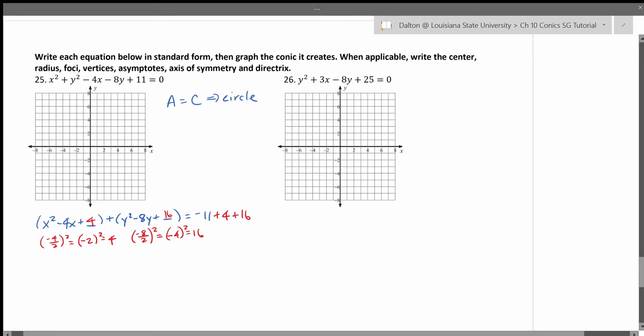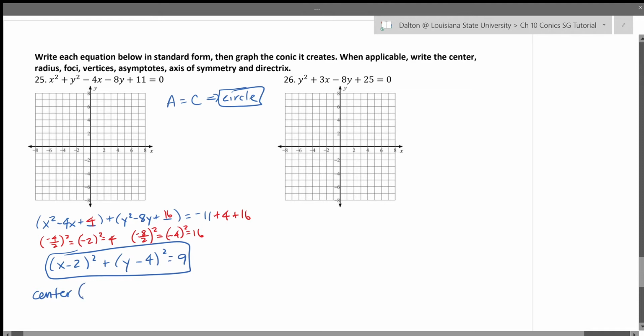Now, we can go ahead and simplify these trinomials. The x's can be rewritten as x minus 2 squared, plus the y's can be y minus 4 squared is equal to negative 11 plus 4 plus 16, which is going to be 9. So here's the answer of the standard form. We know the conic it's going to create is a circle. And then when applicable, we know that we have the center of a circle, which is given by h, k. In this case, the center is going to be 2, 4.